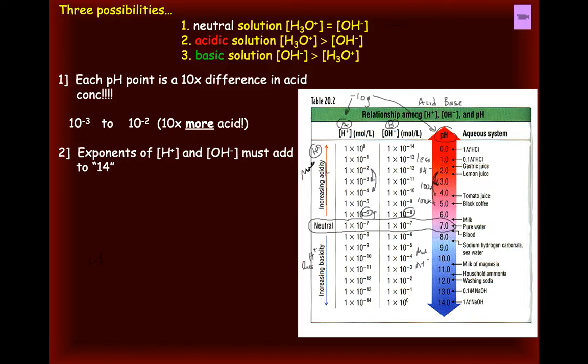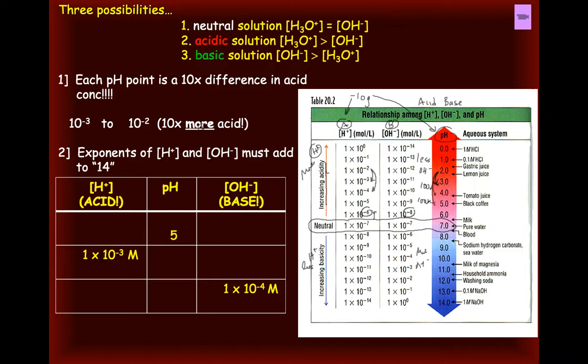Okay, 10 to the third. If you go to 10 to the second, that's going to be that many times more acid than you would be doing. Okay, the exponents here of H and OH must add to 14 in this case. So that's going to be really important.